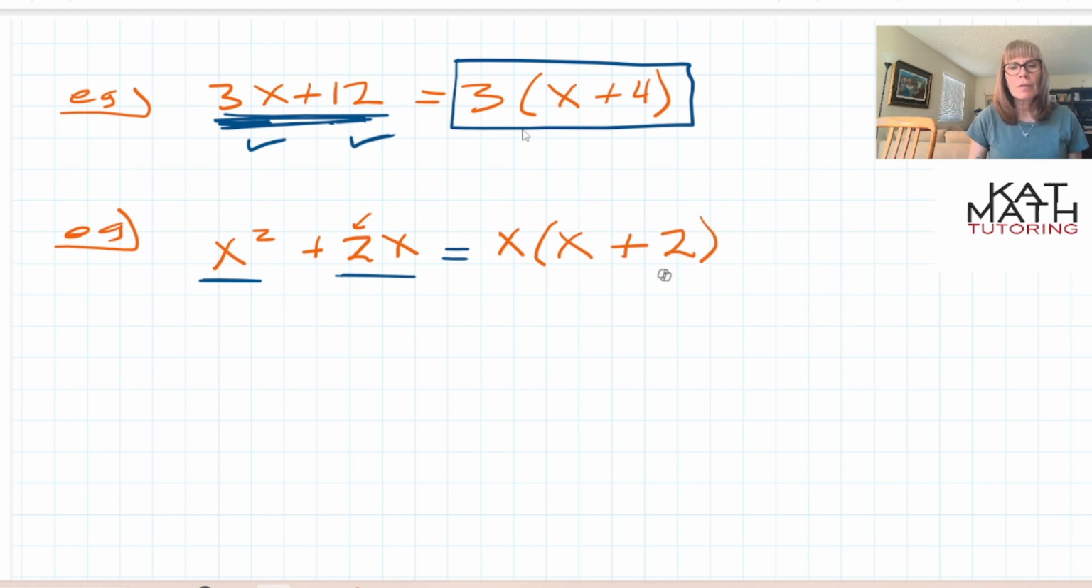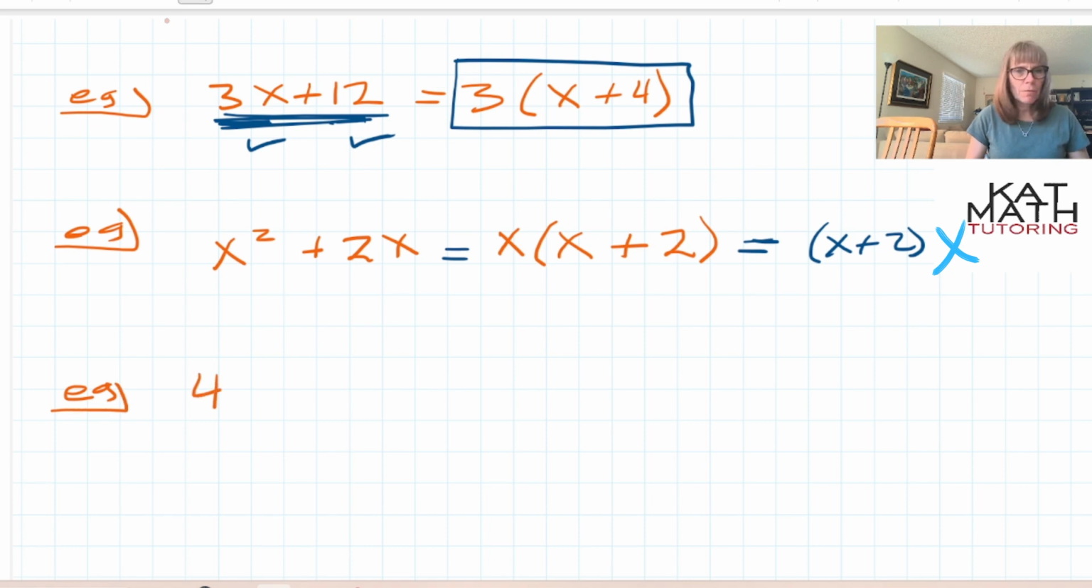So let's see if I factored that correctly. x times x, that's x squared, that's this term. And x times 2, that's 2x. So I've done that correctly. Now please note, because this is multiplication, I can multiply in any order. Multiplication is commutative. So I could also write this x plus 2 times x in the back. That might become important later. Let's try another one.